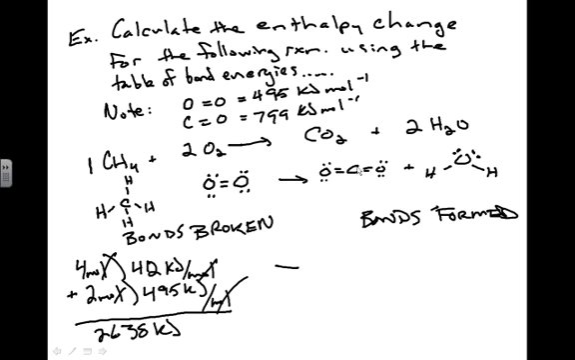So now we have C double bond O. How many C double bond O's are here? There's 2 moles worth, because it's 1 times the 2 here. So we have 2 moles times, what's the value of C double bond O? That's, I gave you right there, 799 kilojoules per mole. So that mole would cancel out.